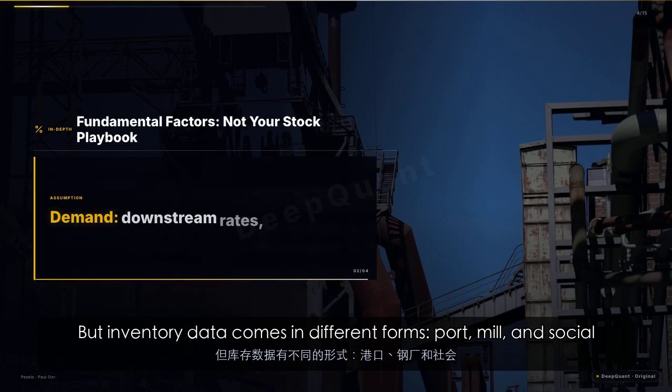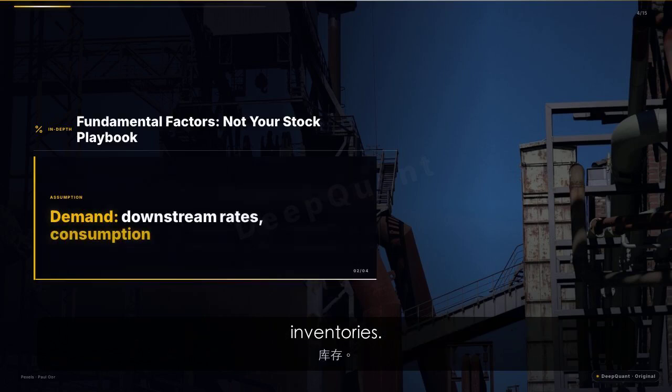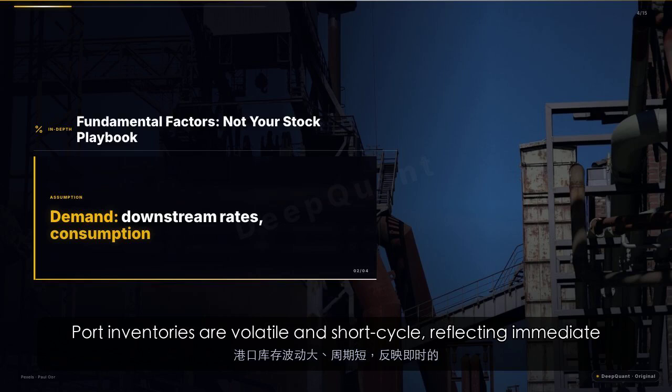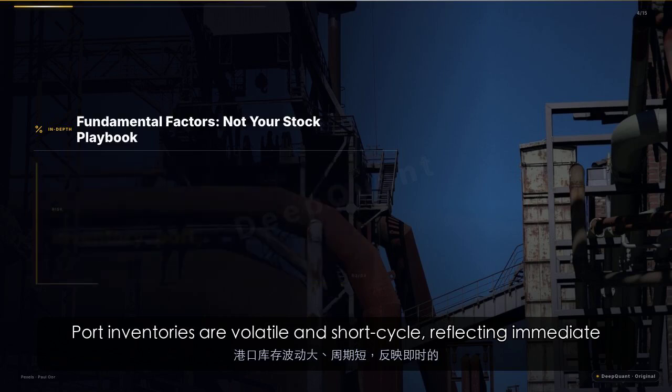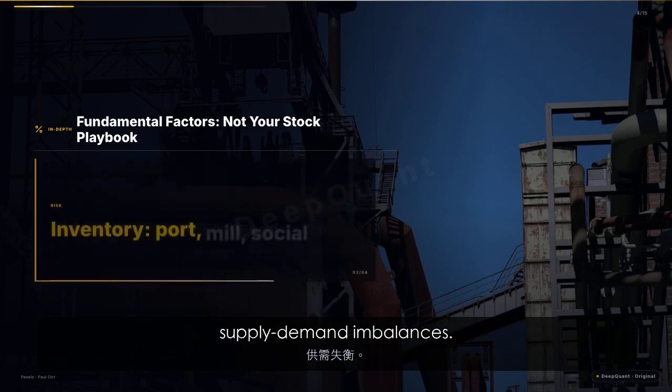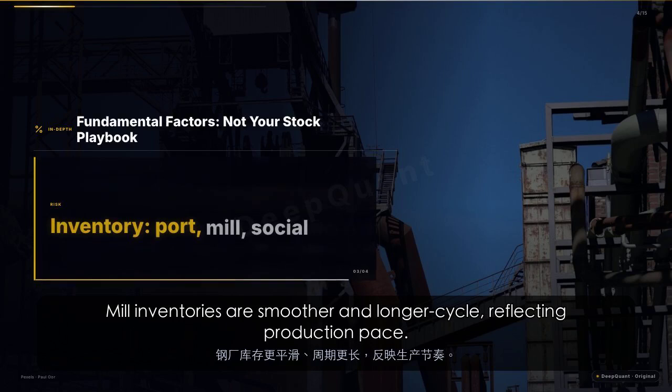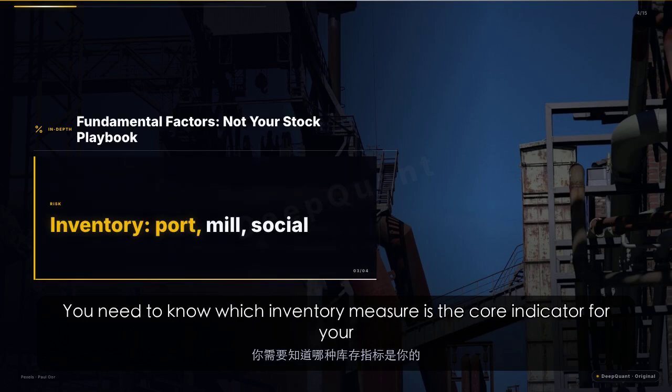But inventory data comes in different forms: port, mill, and social inventories. Port inventories are volatile and short-cycle, reflecting immediate supply-demand imbalances. Mill inventories are smoother and longer cycle, reflecting production pace. You need to know which inventory measure is the core indicator for your commodity.